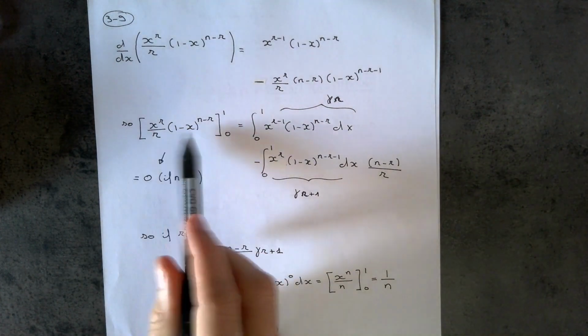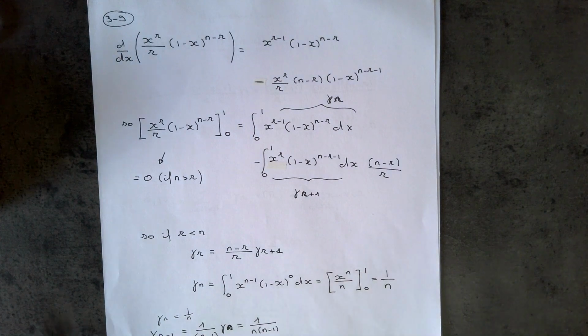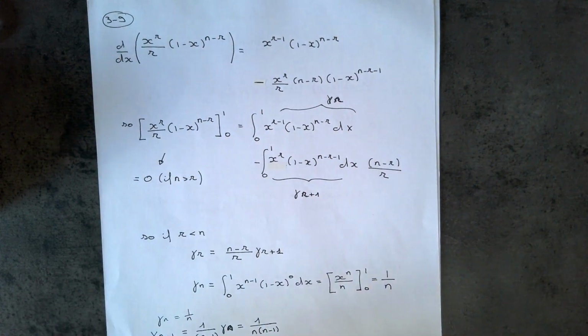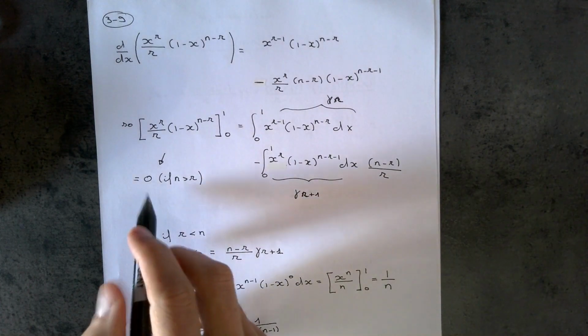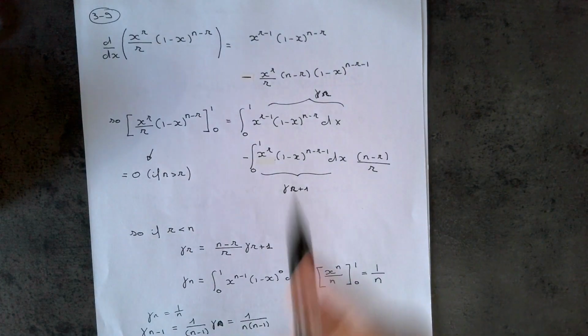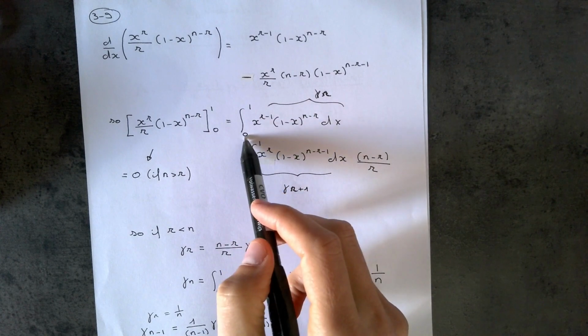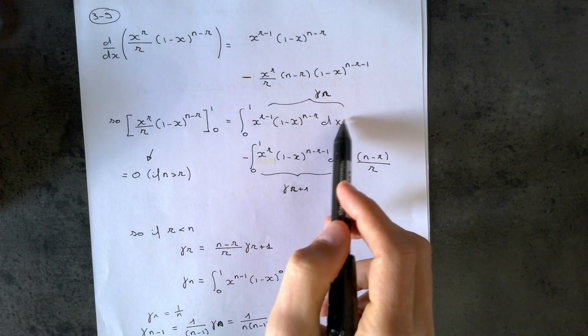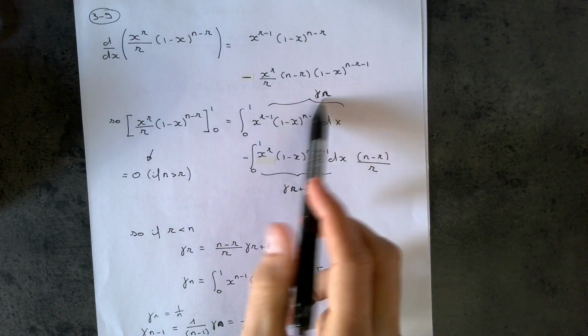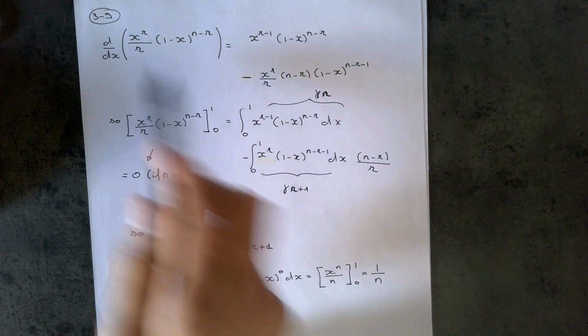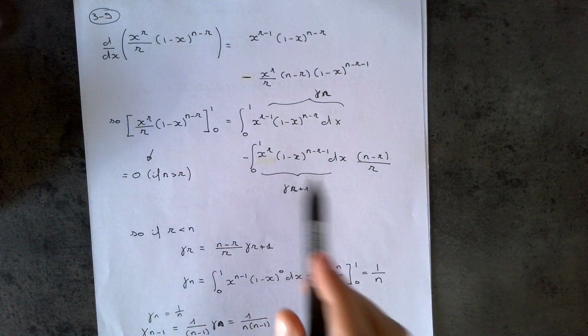So this evaluates to 0. Okay. If n is equal to r, it will not evaluate to 0, but if n is strictly bigger than r, then this will evaluate to 0. This evaluates to the integral from 0 to 1 of whatever is here, and this happens to be equal to gamma r, right? This is why we did this whole exercise.